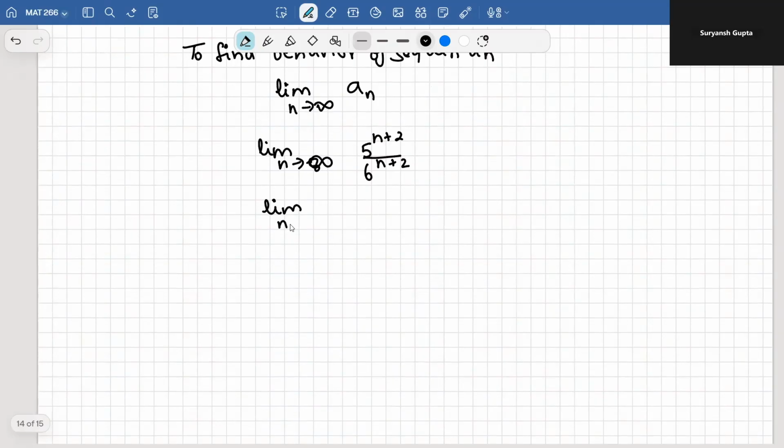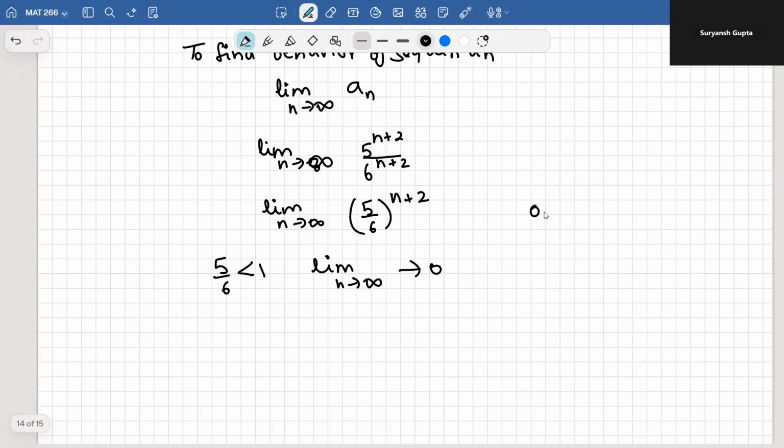So limit n tends to infinity. Both my numerator and my denominator have the same power, so I can write this term as 5 by 6 to the power n plus 2. And here, 5 by 6 is less than 1. Whenever it's less than 1 and my limit n goes to infinity, the whole term is just going to be 0.